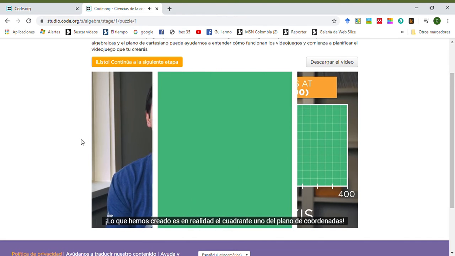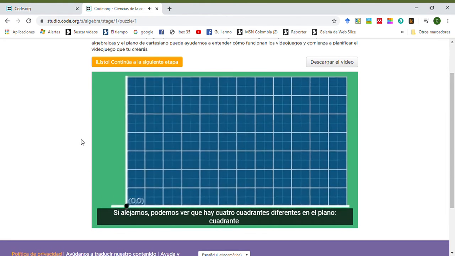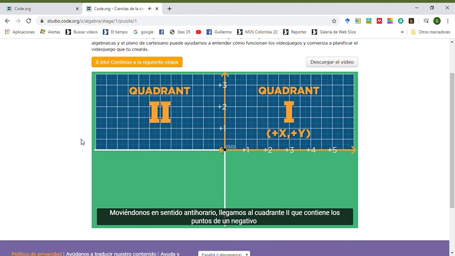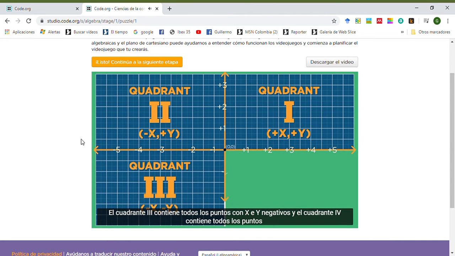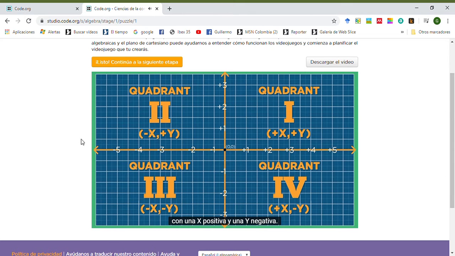What we've created is actually quadrant 1 of the coordinate plane. If we zoom out, we can see that there are 4 different quadrants to the plane. Quadrant 1, which we're using as our screen, contains the points with positive values for x and y. Moving counterclockwise, we get to quadrant 2, which contains all points with a negative x and a positive y. Quadrant 3 contains all points with negative x and y, and quadrant 4 contains all points with a positive x and a negative y.